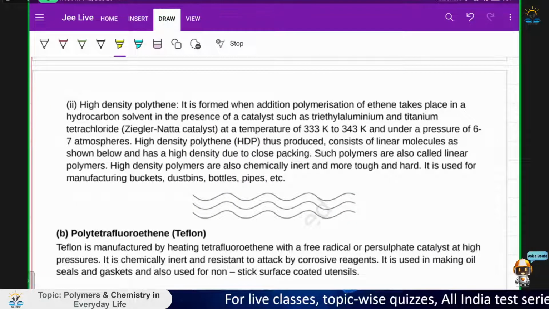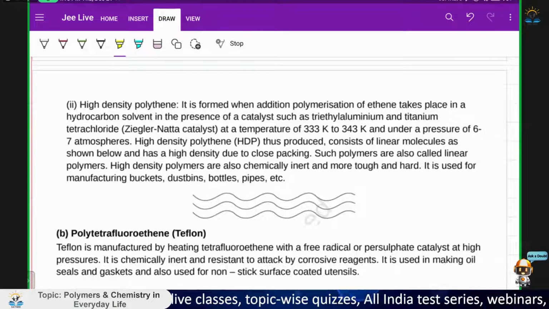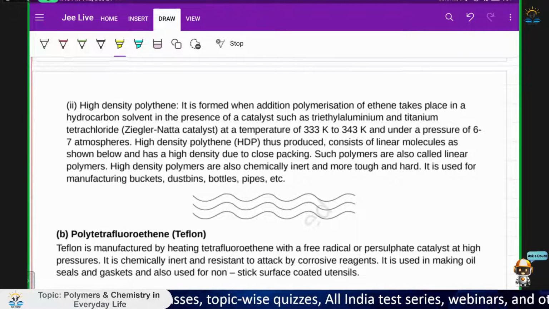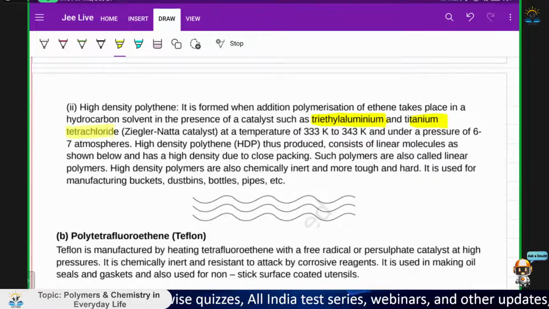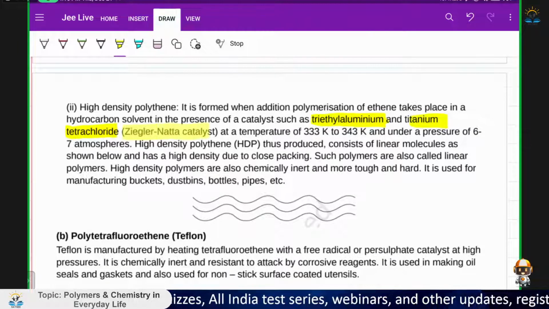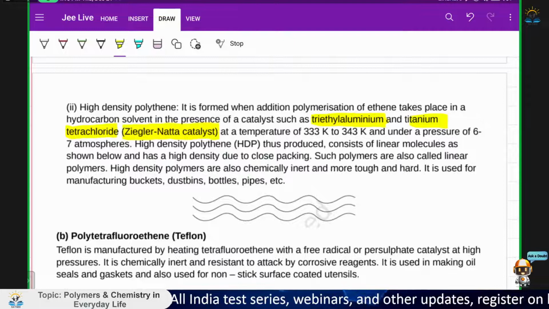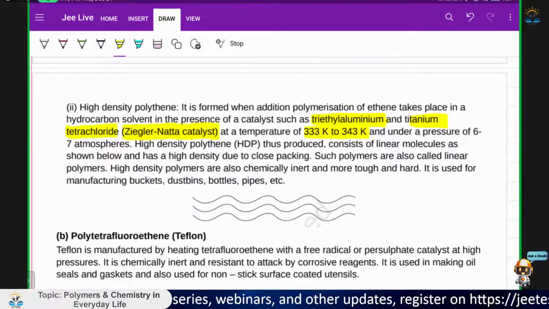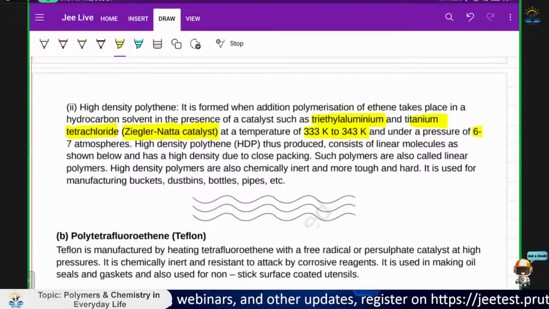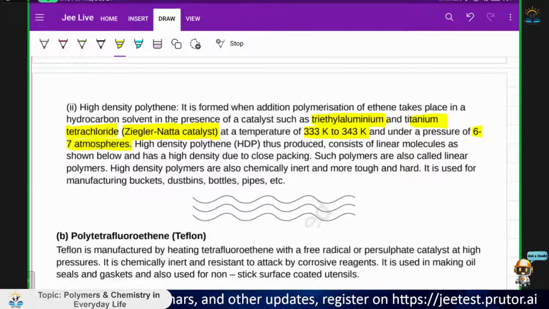It is formed when addition polymerization of ethene takes place in a hydrocarbon solvent in the presence of catalysts such as, this is a very important catalyst, triethyl aluminum and titanium tetrachloride. Together we call it the Ziegler-Natta catalyst. Temperature is slightly lower and pressure is also low. There we used high pressure and high temperature. Here it is lower than that one.